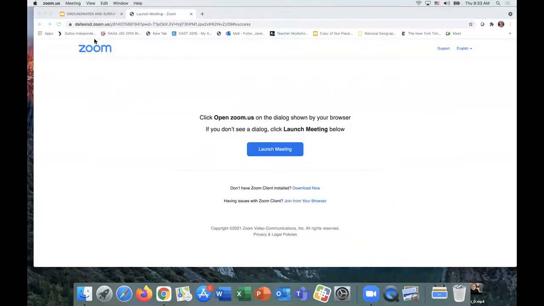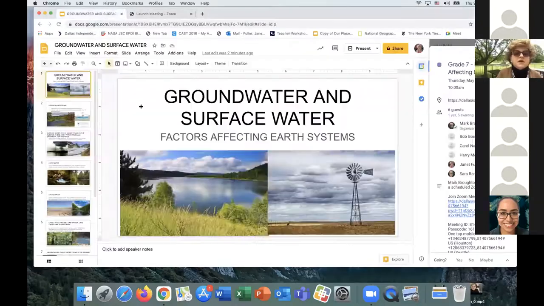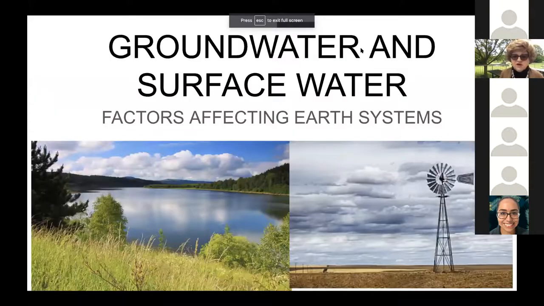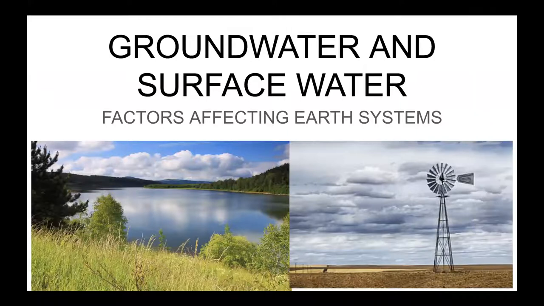So let me get my PowerPoint started right here. And we're gonna look at all these different things. So groundwater and surface water and factors affecting our systems. So on your left, you see a lake, and on your right, you see a windmill. Now we do have a windmill here at the Environmental Center. I tried to position my camera so that you could see it, but it's a gray day and the windmill is gray, so the camera actually will not pick it up.